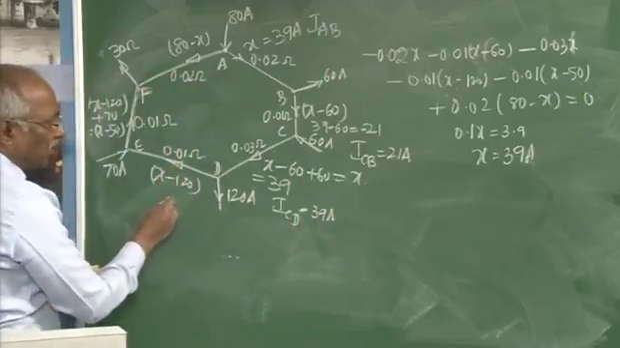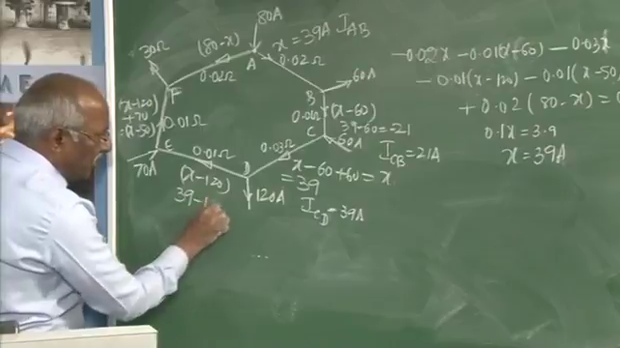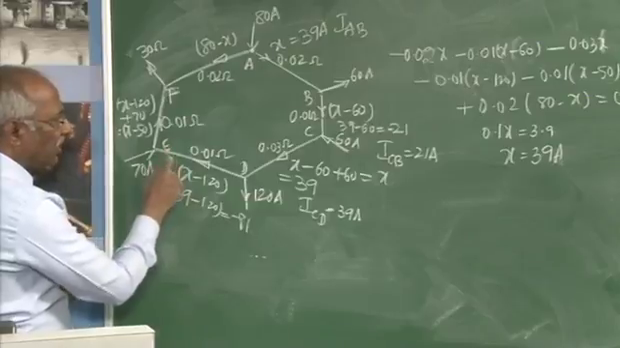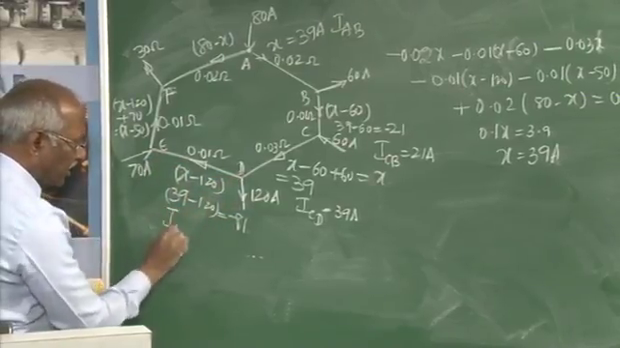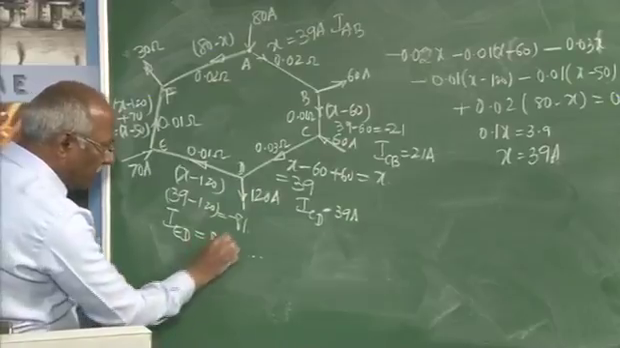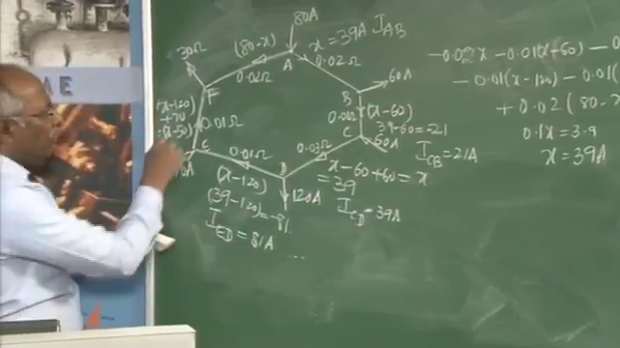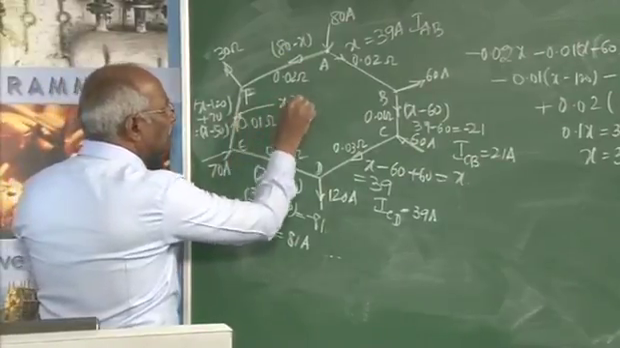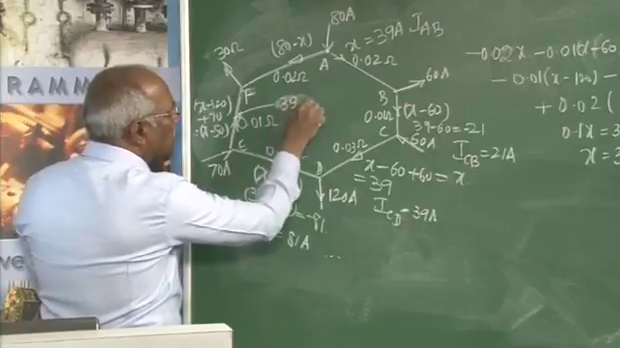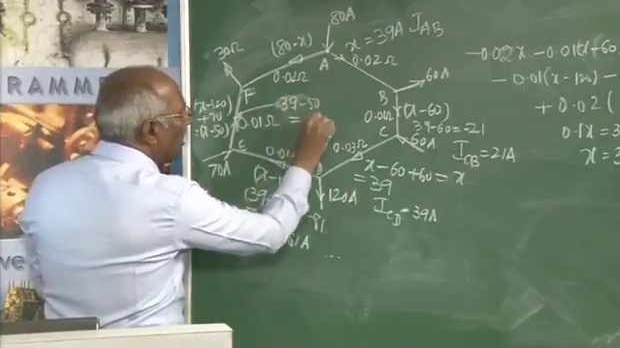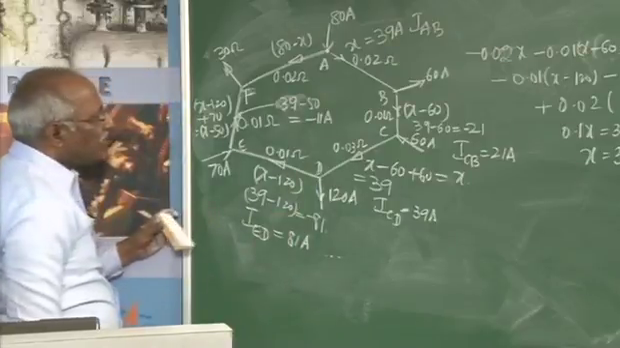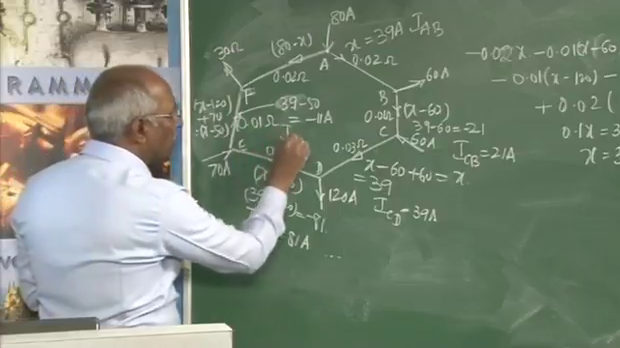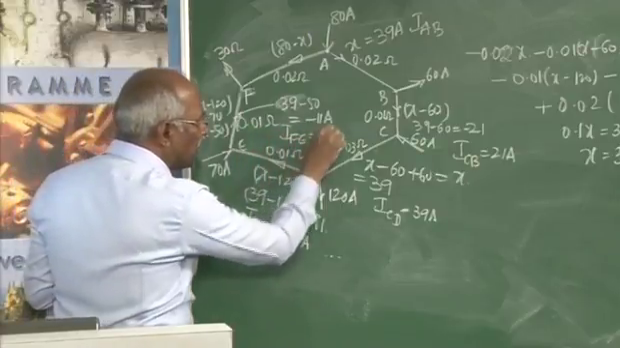Coming to this one, it is 39 minus 120 gives minus 81. The current is not flowing from D to E, but it is E to D. In that respect, you can write this one as IED equal to 81 amperes. For this, it is X minus 50, that comes to minus 11 amperes. Minus 11 means the current is not flowing from E to F, but it is flowing from F to E. Therefore, IFE can be written as 11 amperes.